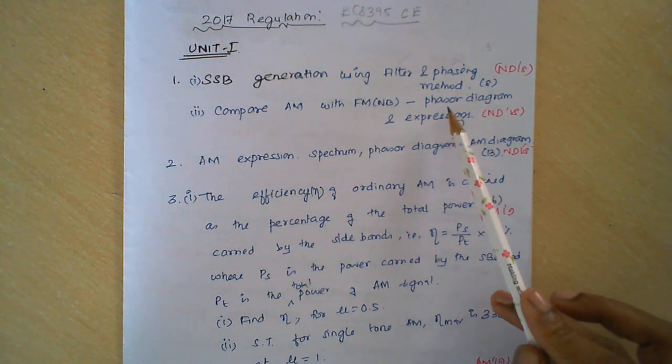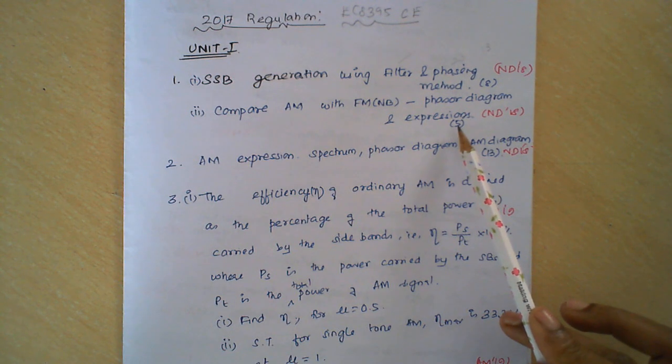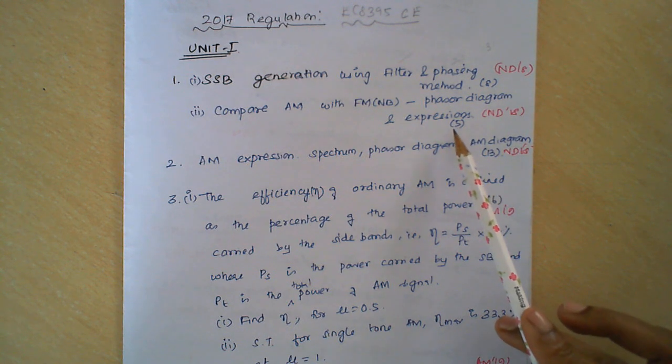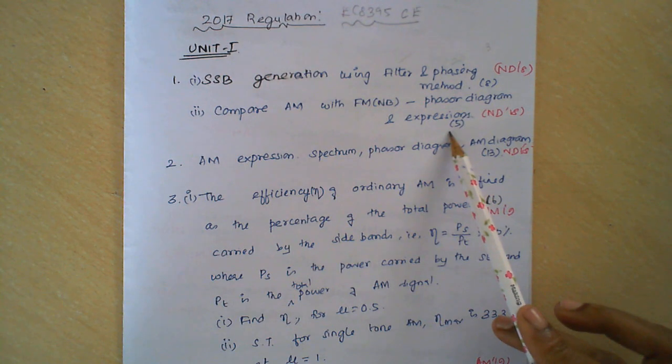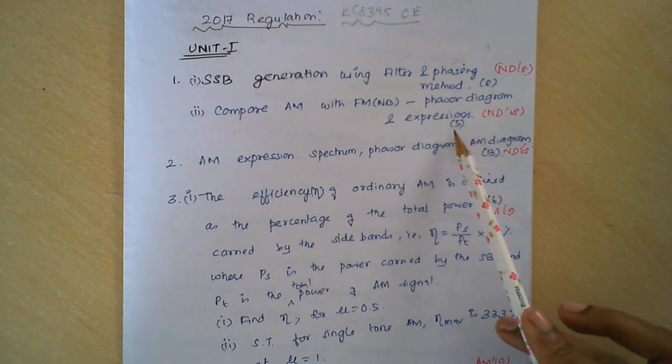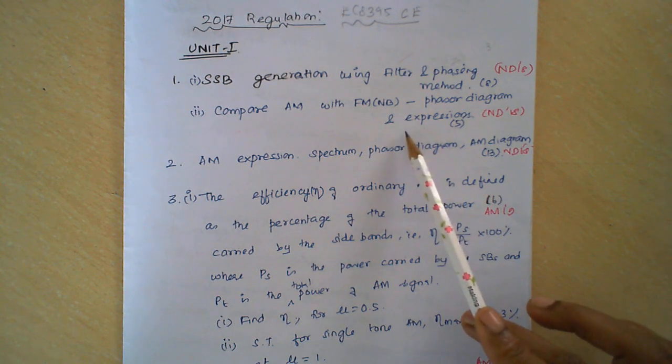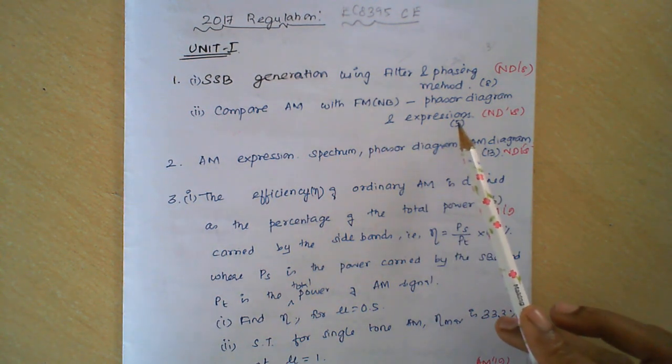This is how you go, at least 5 points. Since there are 5 marks, you can write at least 5 points. If it is 8 marks, you should write at least 8 points. Confidently, if you know 10 points, you can go for 10 points when it is asked for 8 marks. Here I am asking you to write at least 5 points.